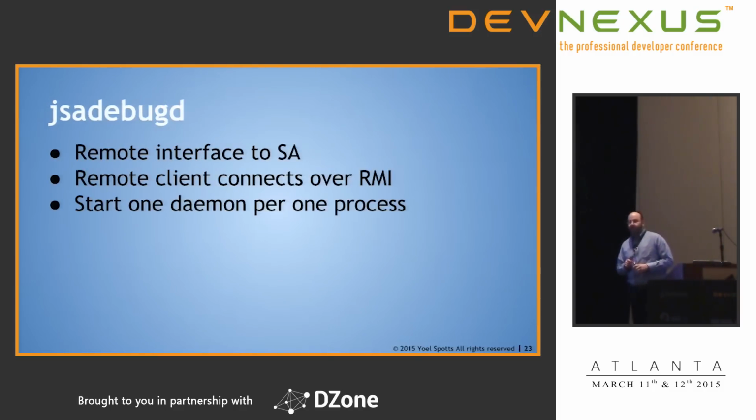And as with JVMStat, we have an ability to connect to a remote machine through the serviceability agent. It's a similar tool to jstat, but it's a remote client. It connects over RMI. Now, there is a difference here, and I don't know if this is for a historical reason, but as opposed to jstat, where you run one daemon for all running JVMs on the machine, in this case, you have to start one daemon per process.